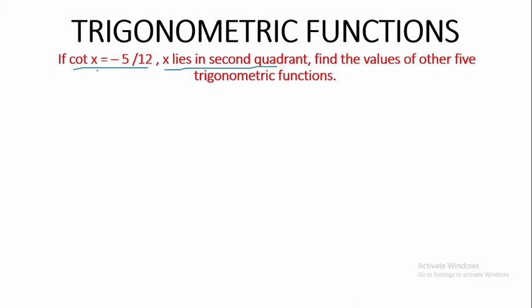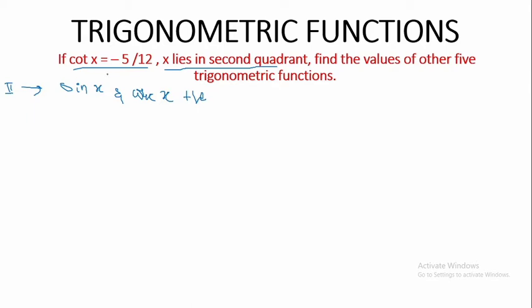So let's use the information which is given here, that x lies in the second quadrant. We know in the second quadrant only sin x and cosecant x are positive. So we'll just write it here: sin x and cosecant x are positive. So let's start the problem.